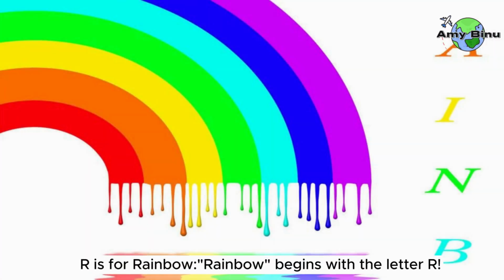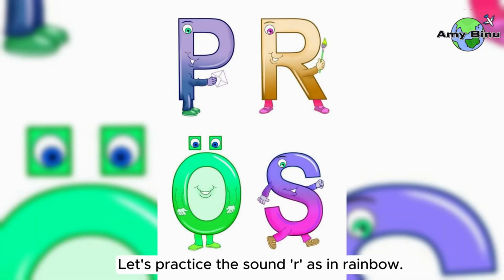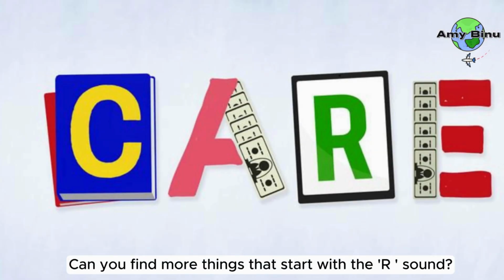R is for rainbow. Rainbow begins with the letter R. Let's practice the sound R as in rainbow. Can you find more things that start with the R sound?